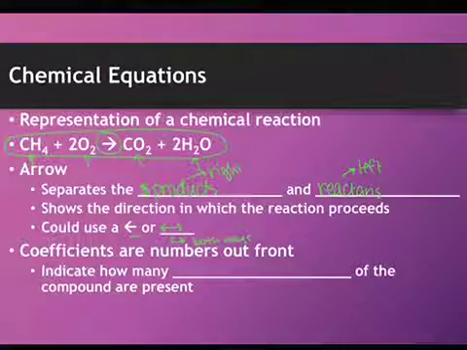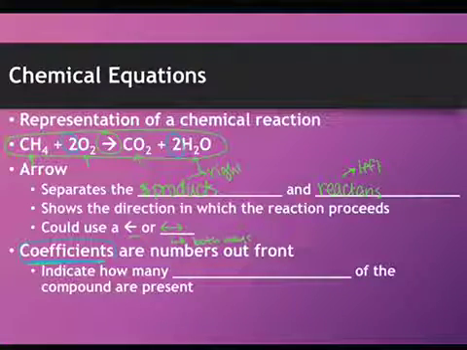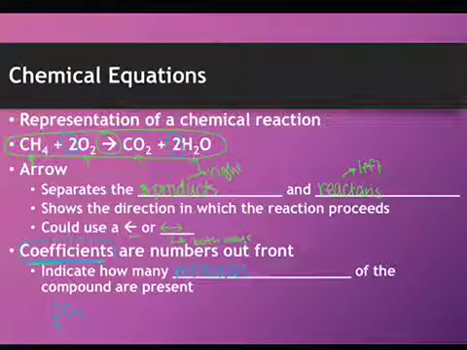Another thing to notice is that you'll have the coefficients. Let's do those in blue, the coefficients. And the coefficients are the numbers out in front. And the coefficients indicate how many molecules of the compound are present. So, for example, the 2O2, this 2 out front indicates that there are 2 oxygen molecules present, and as well as the 2 in front of the H2O, there are 2 water molecules present.